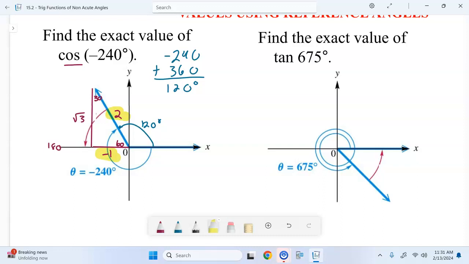Adjacent and hypotenuse. So what is cosine of negative 240 degrees? Negative 1/2. And that's it. We just need the 1/2. So we need to make sure we're in the right spot.